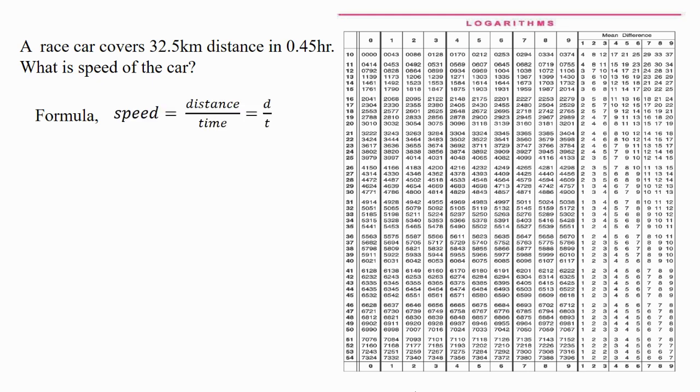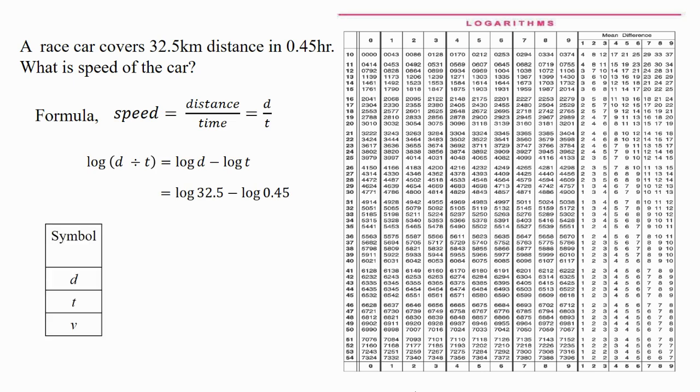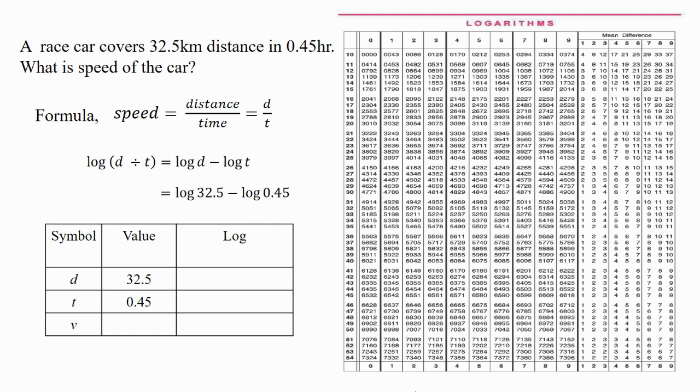Formula: speed is equal to distance upon time, which is denoted with the symbols d divided by t. Logarithmic rule for division: log of d divided by t is equal to log of d minus log of t. Let's substitute the value. Log of 32.5 minus log of 0.45. Now let's again represent the given value in the tabular form. Distance is 32.5 and time is 0.45. Now let's find their log values.